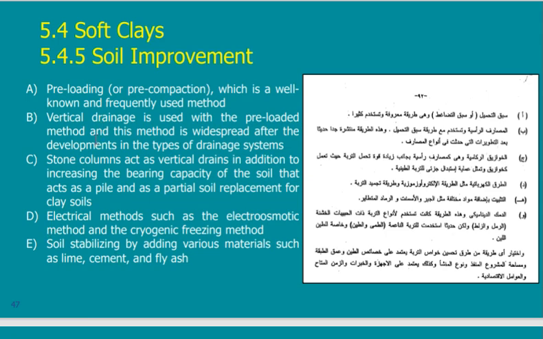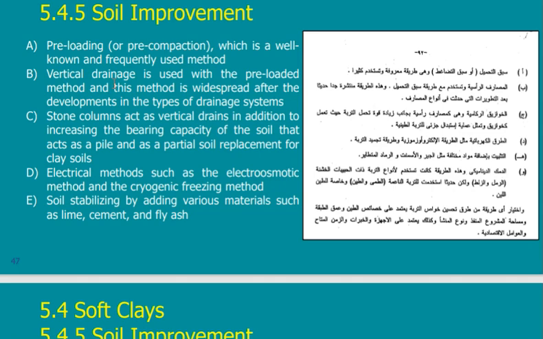So number A is the best economic solution. Number E is the least economic solution and the least feasible solution. And in between, all of them are okay, but it depends which is possible at your project.